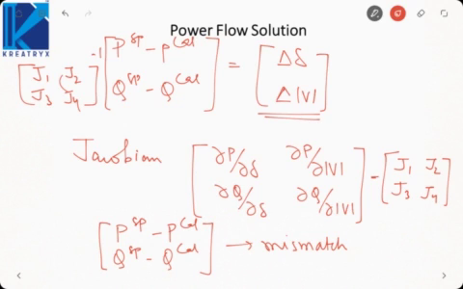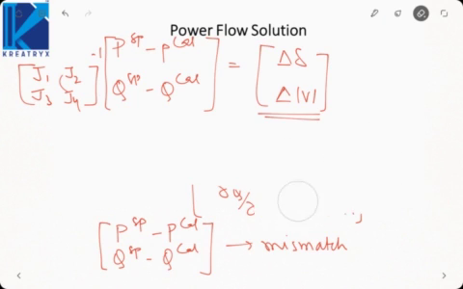So that way we obtain what should be the change in the value of delta and mod V, and then we will update the values of delta and mod V for the new values. As we keep on updating, we will go closer and closer to the actual result.